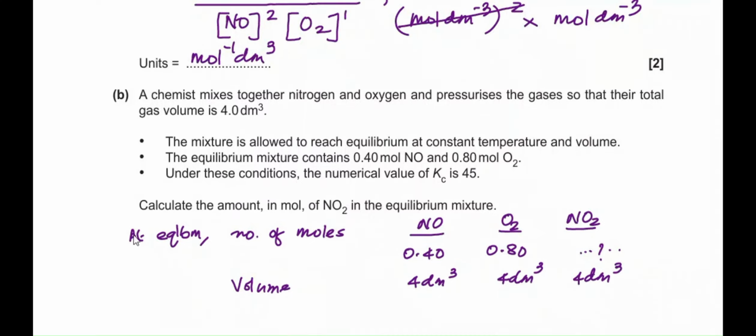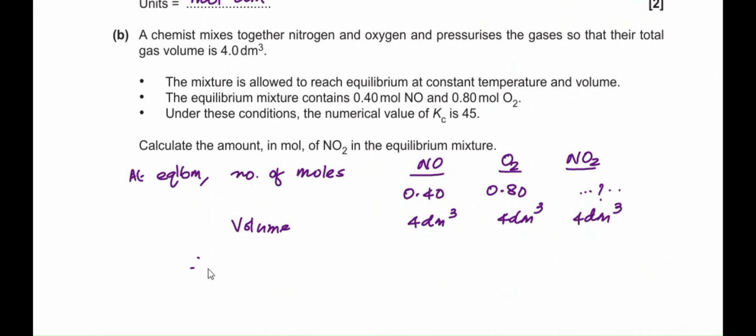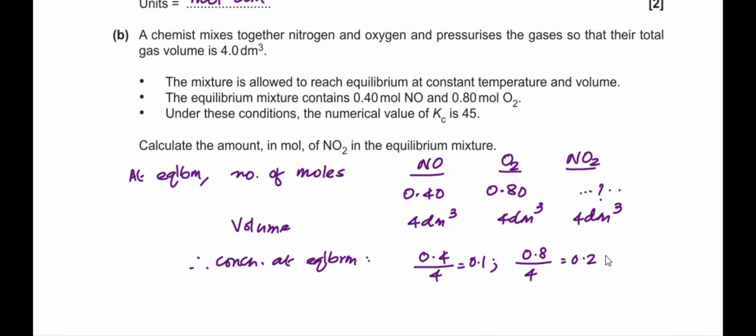Right, therefore concentration at equilibrium equals, so we will have number of moles divided by volume. So 0.4 divided by 4 is equal to 0.1. 0.8 divided by 4 is equal to 0.2, and in the other case we have to calculate it.